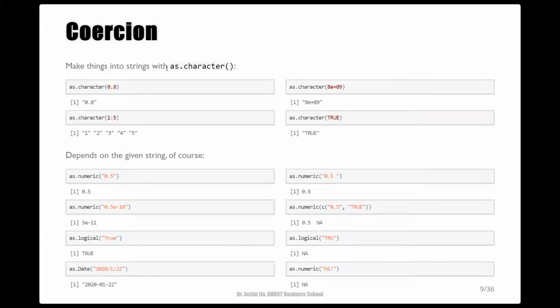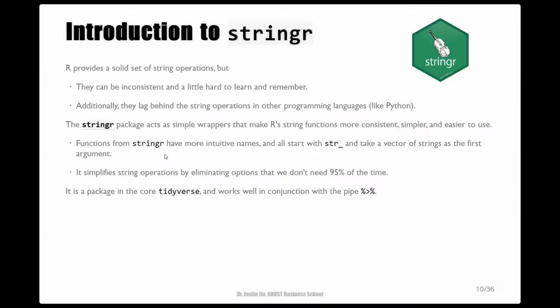We can use the as.character function to convert values of other types into strings. And from a string, we can also use other coercion functions to create a value of the corresponding type, as long as the conversion is sensible. Although strings do play a big role in many data analytics tasks, they are not glamorous, high-profile components of R.